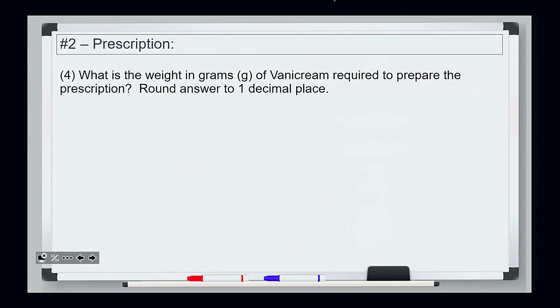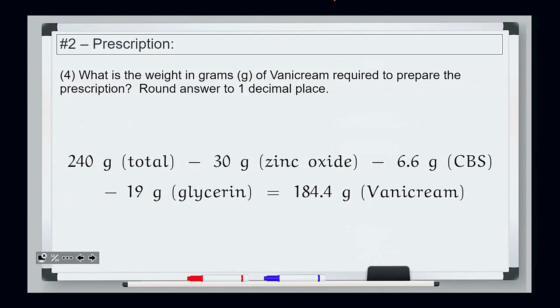And I emphasize that here because the last question with the Vanicream wants to know the weight of the final ingredient. It's the weight, since QSAD means a total weight of. If everything weighs 240, then you take the 240 and you subtract what? Everything else. So take the total of 240 minus the weight of the zinc oxide minus the weight. What could go wrong there? What number could you use? 6 milliliters. Would you agree?